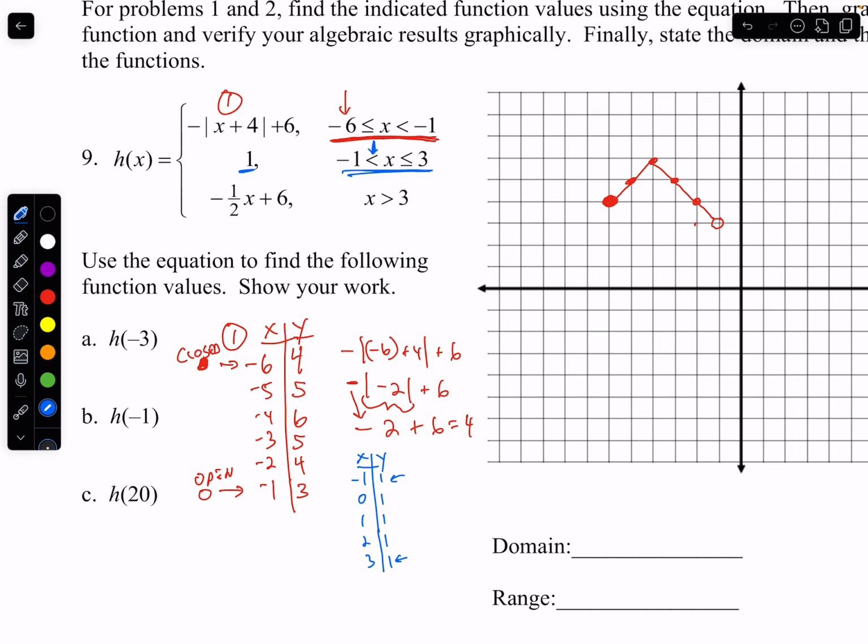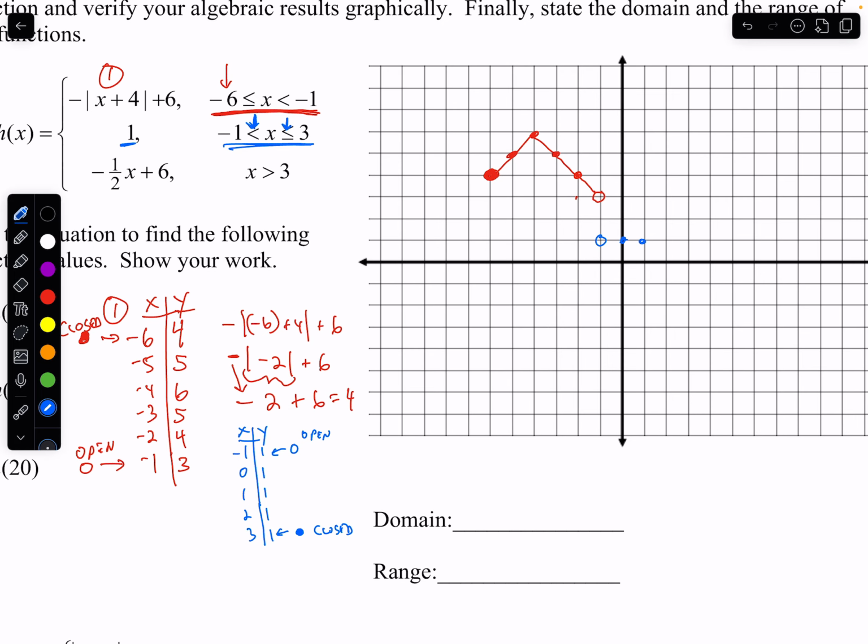I'm sorry, they're not both open. This one is open because it does not include. So the first -1 value, that's going to be an open circle. I usually put like a hollow circle. And then this second one here at an x value of 3, that's going to be a closed circle. So it's included. So -1, 1 is right here, and it's an open circle. And then we have 1, 1, 1, and we stop at 3 right there. And that's a closed circle. So there's that middle piece.